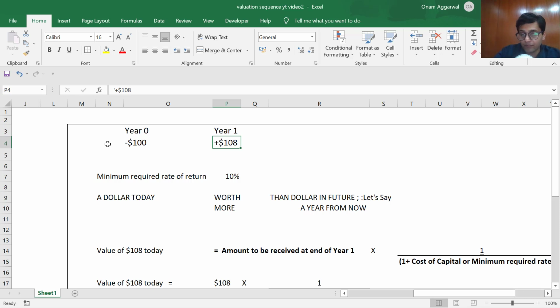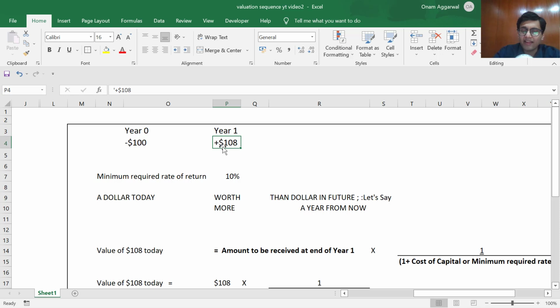From Mr. Musk's perspective, his cash flows will be something like this. In year 0, that is immediately, he will give you $100. That is, he will invest $100 in you, right? For you, it is a loan. For him, it is an investment. And after year 1, you will give him a plus $108.